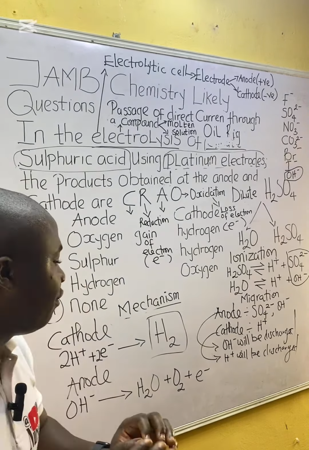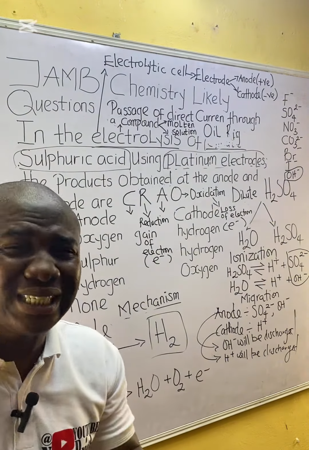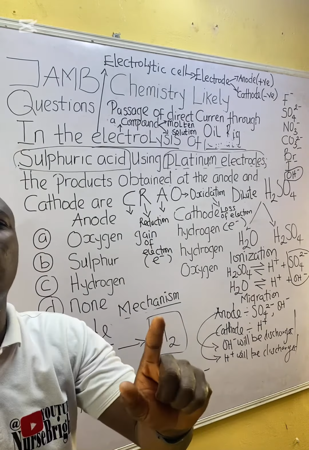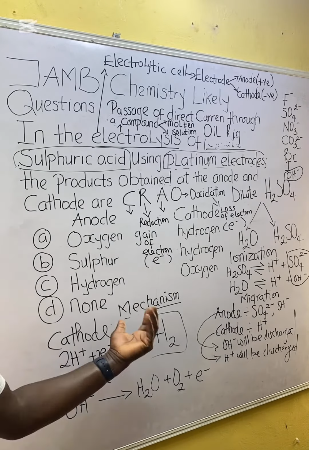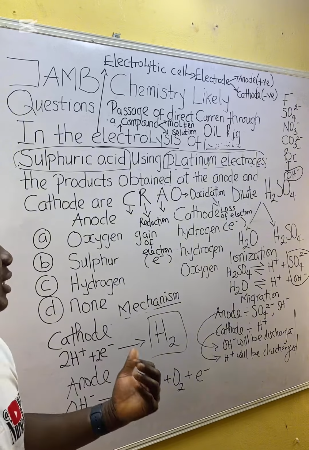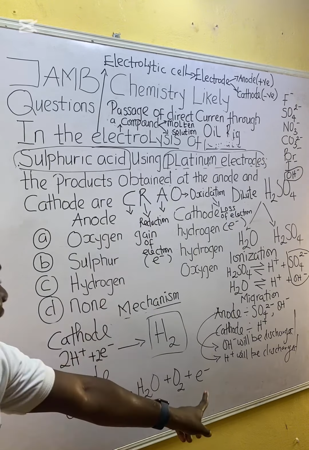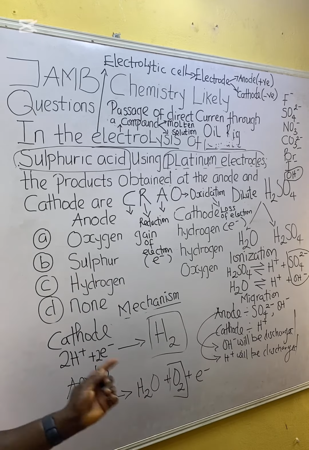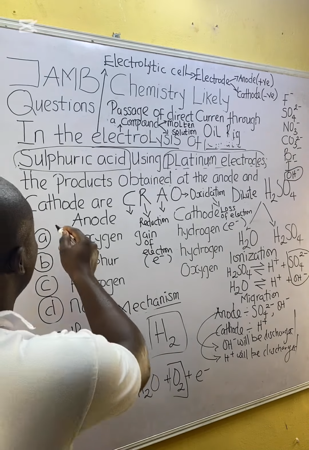So if you observe here very well, let's balance the reaction. Note this: whenever OH minus is to undergo oxidation, because it's in the anode now, anode undergoes oxidation, OH minus always gives rise to water and as well as oxygen gas. So we have to balance the reaction. But even if we don't balance it, we'll still get the answer to the question because at the anode you are seeing oxygen gas was liberated. It can't be sulfur because sulfur was not mentioned here. Do you understand? So definitely the answer to this question is option A.